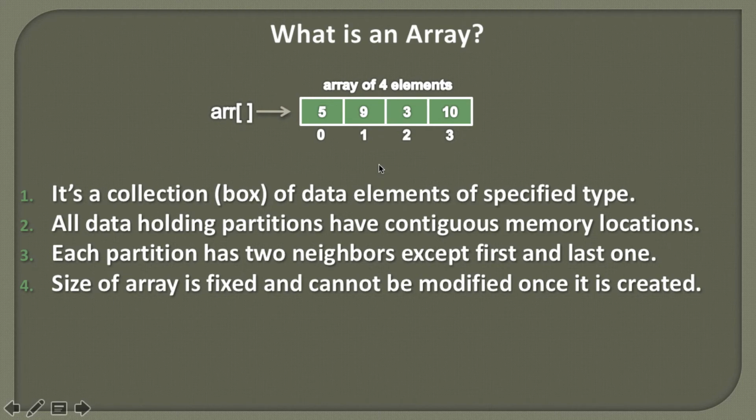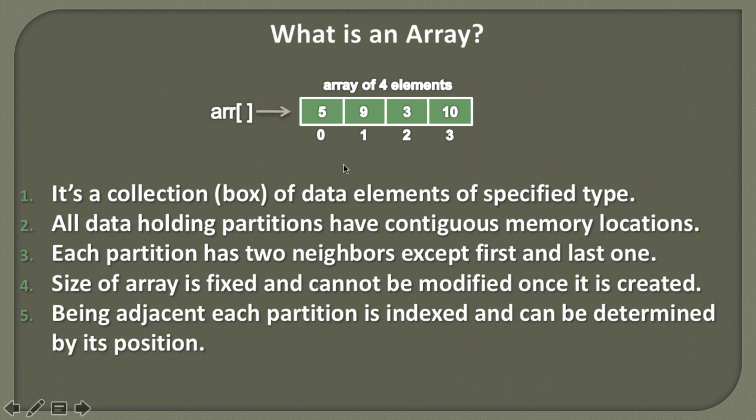When we provide a size, we are given an array, and once it is created, we cannot modify it. If you want a dynamic array, there is some complex logic behind it which we will discuss in our upcoming videos. For now, you can understand that an array can hold some data elements, and the size to hold the data elements is fixed and we cannot modify it. And here you can see that these partitions have contiguous memory locations.